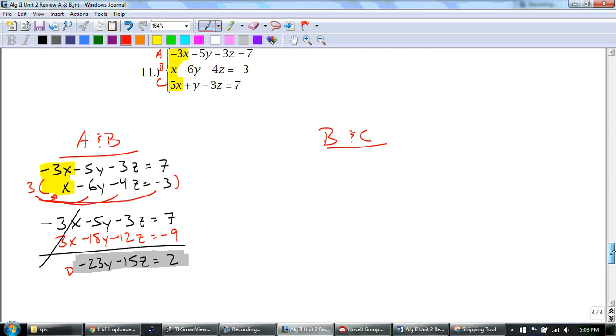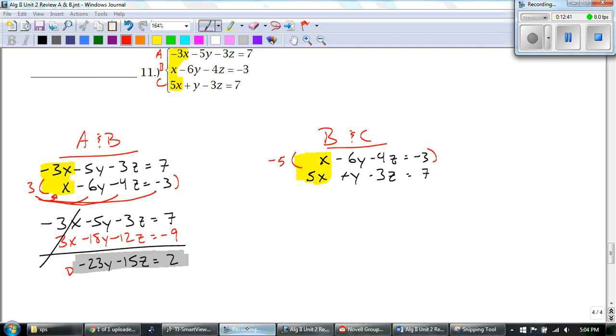Okay, so what you guys are going to do real quick, you're going to do this next one. 6y minus 4z equals negative 3. 5x plus y minus 3z equals 7. And you are going to cancel the x's. So what do you need to multiply the top equation by? Good, 5. What type of 5? Negative 5. Good. I want you to multiply this out and tell me what your new equation is, okay? Pause the video. Good luck.